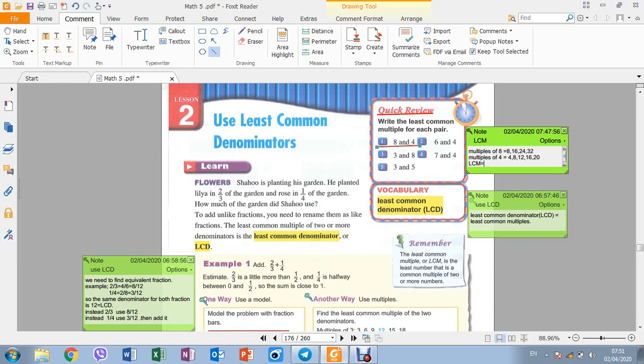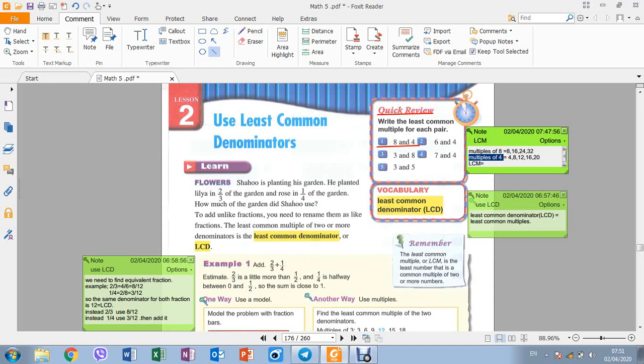What do we need to do at first? At first we need to write the multiples of 8. Multiples of 8: 1 times 8 equals 8, 2 times 8 is 16, 3 times 8 is 24, 4 times 8 is 32. Okay, that's enough. Now for the multiples of 4.